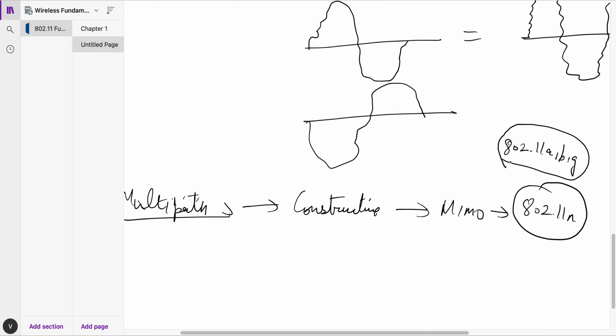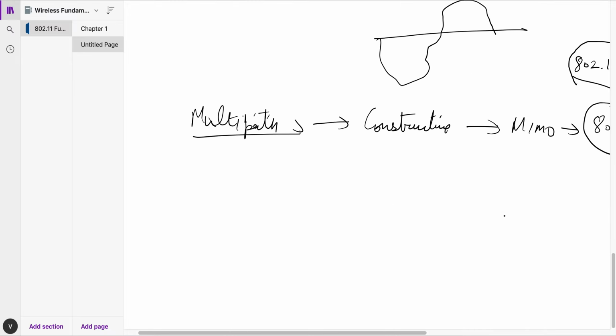Multipath was a real pain for RF transmissions. It was only after .11n that multipath could be used as always constructive. We're going to discuss more when we get to .11n, but for now, these four behaviors are something you should know, and multipath is one of the biggest enemies of RF transmissions. Cool.